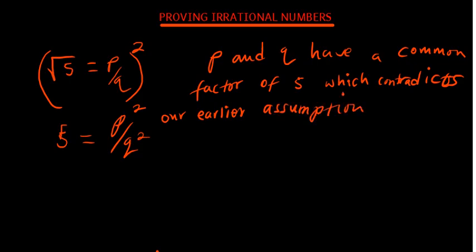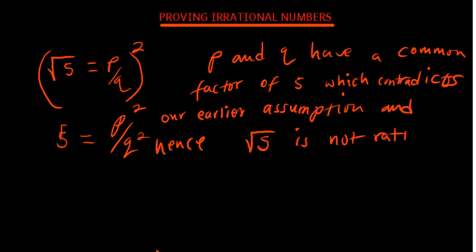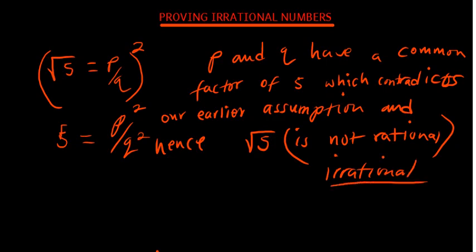And hence this one is not rational, which means it's irrational. Let's put in brackets here, irrational. That's all. That's how you prove if a number is rational or irrational.